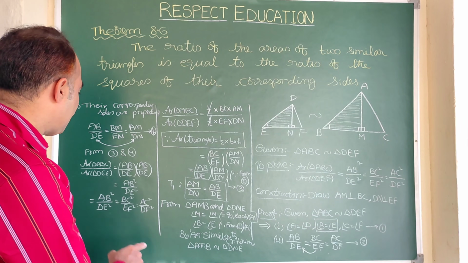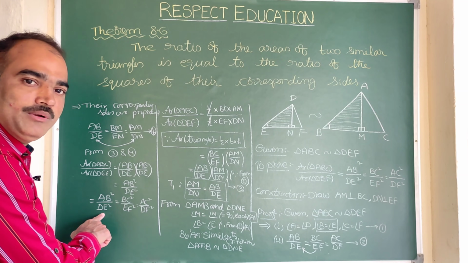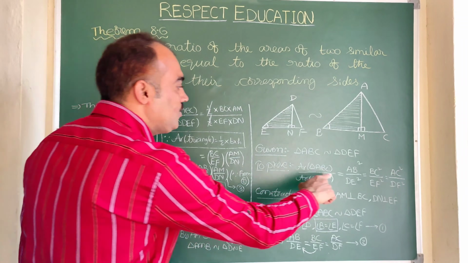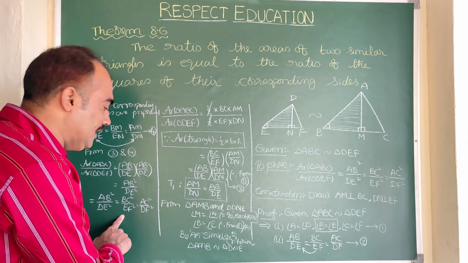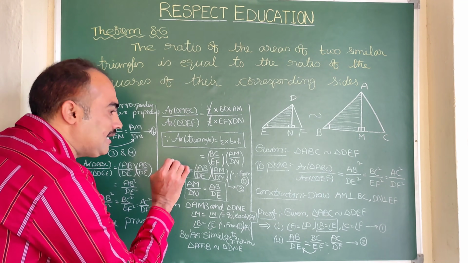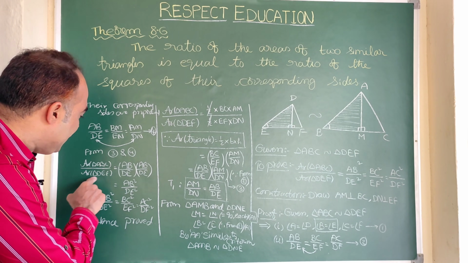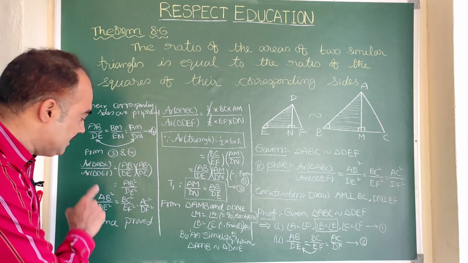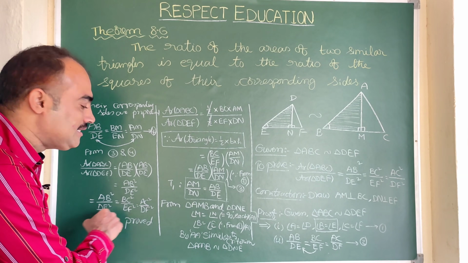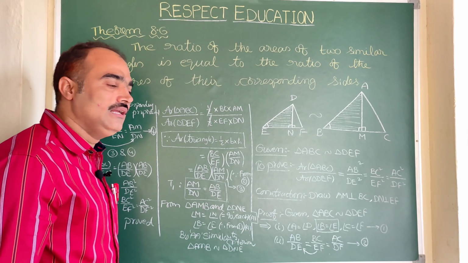So you observe, area of triangle ABC by area of triangle DEF is equal to AB square by DE square, is equal to BC square by EF square, is equal to AC square by DF square. You see what was to be proved, so we can write here, hence proved. Let us observe the statement finally: the ratio of the areas of two similar triangles is equal to the square of the ratio of their corresponding sides. This is the theorem. With this, theorem 6.6 gets completed.